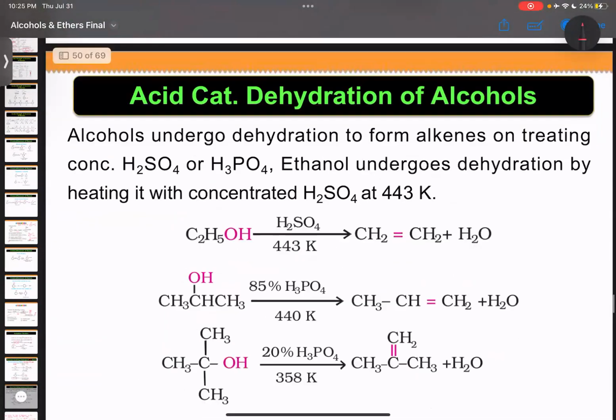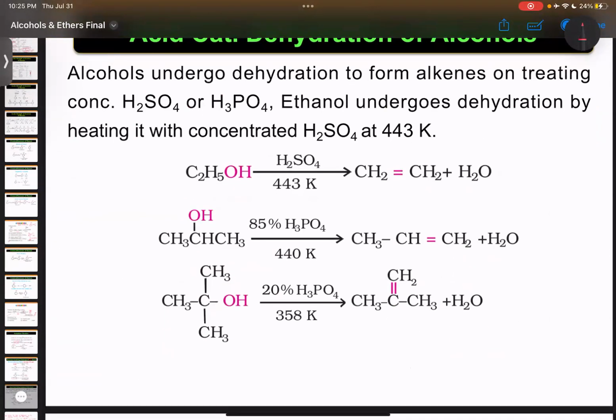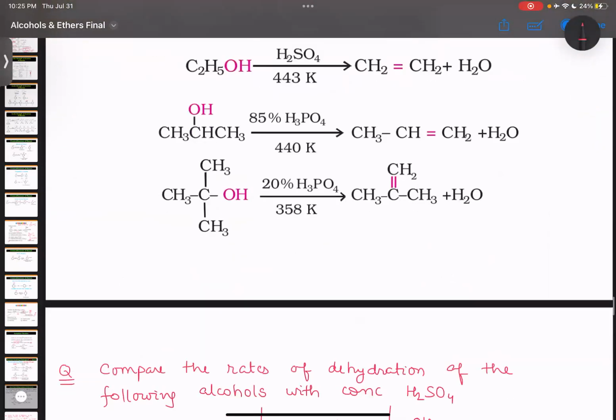Acid catalyzed hydration we have seen. We can use concentrated H2SO4 and H3PO4, right?